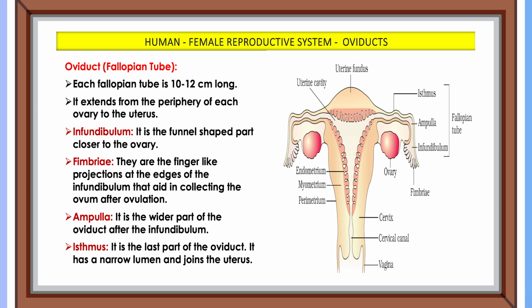Then comes the ampulla. The ampulla is the wider part of the oviduct after the infundibulum. The next part is the isthmus. The isthmus is the last part of the oviduct. It is narrow and it joins the uterus.